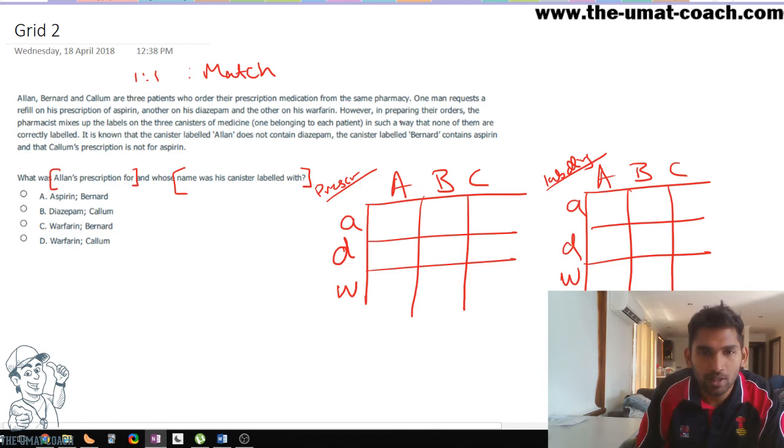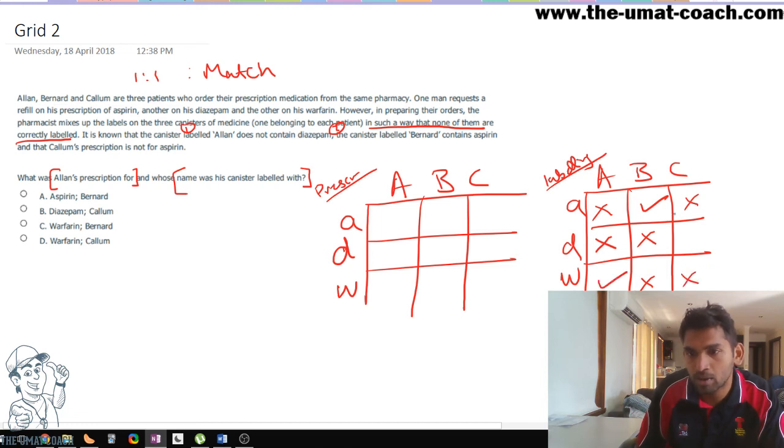Okay, so now let's go through the clues. I guess the most important thing whenever you read these questions is things like this: in such a way that none of them are correctly labeled. First clue: canister named Alan does not contain diazepam, so for A and diazepam I put a cross. The canister labeled Bernard contains aspirin. Remember, when you put a tick, it means that no one else could have that, so you need to put crosses both vertically and horizontally. When you see an open box like this, you put a tick, cross, open box, cross. That kind of completes this table.